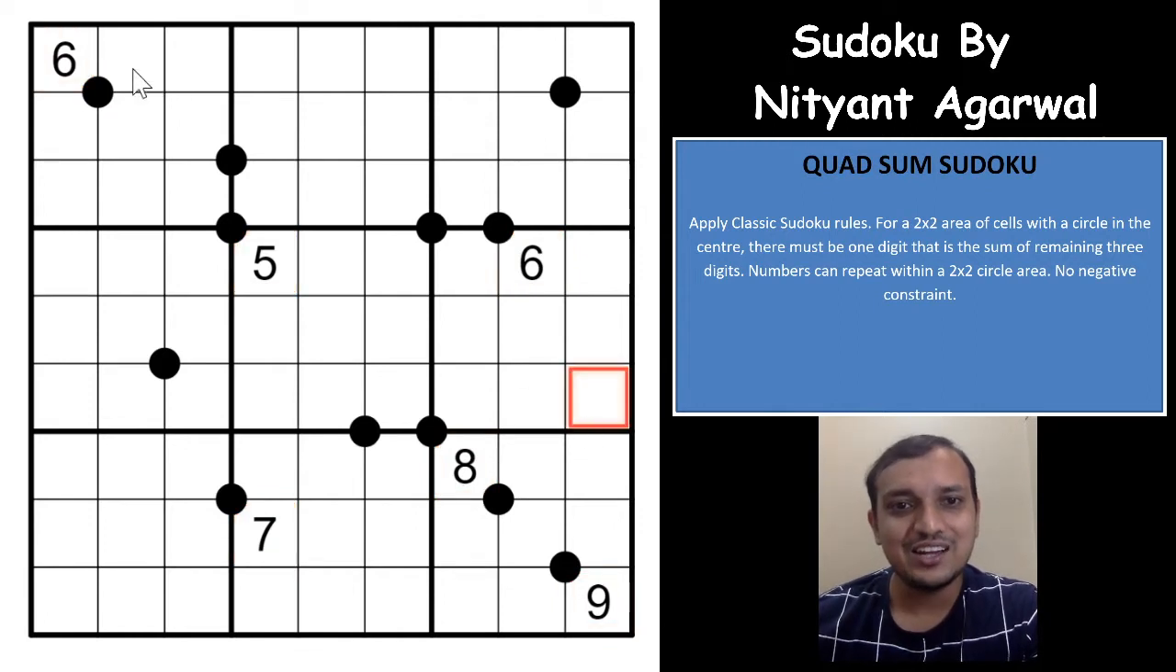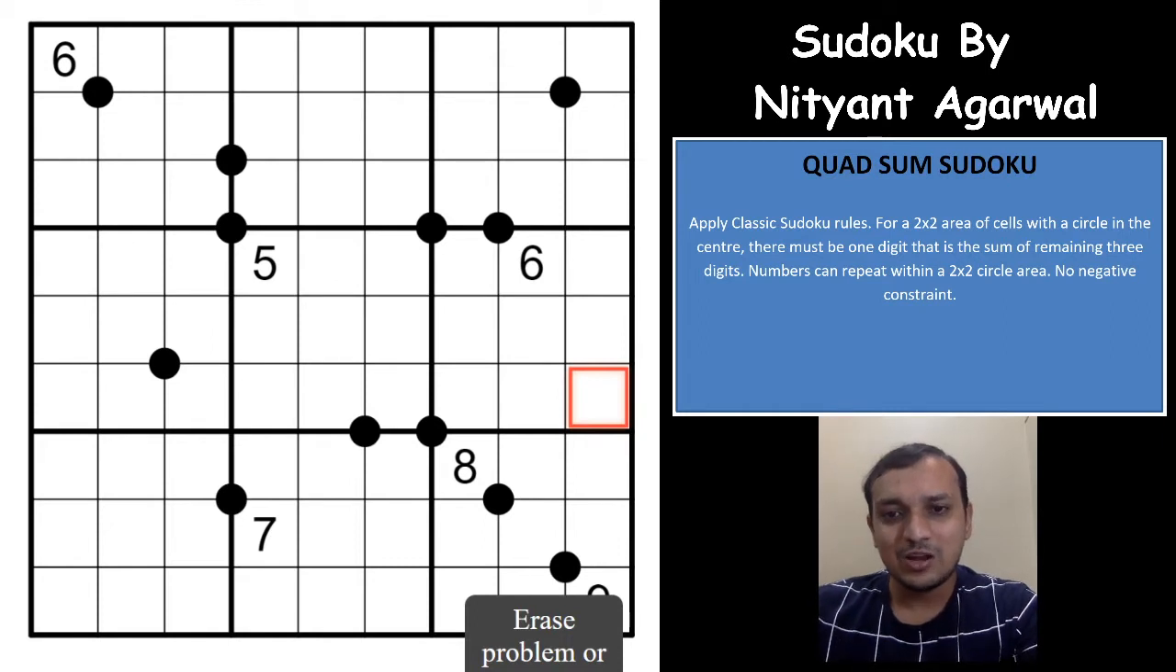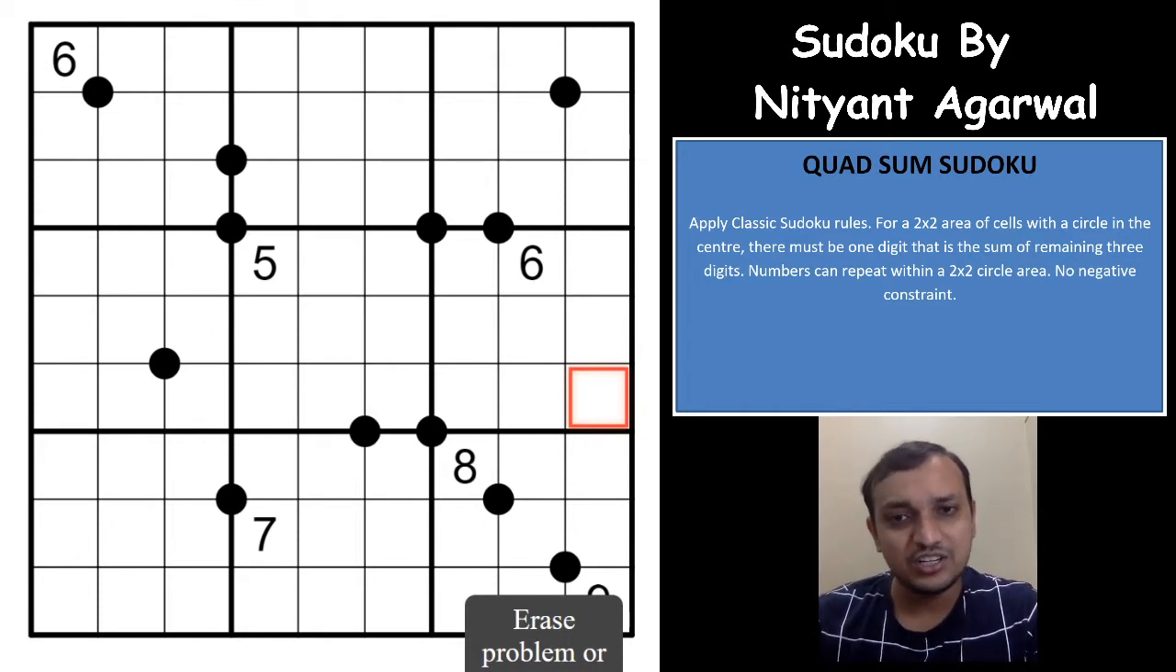Ashish here, and today I'll be covering a Sudoku variant called Quadsum Sudoku. This Sudoku was constructed for the recent WSC contest that was held online on the Logic Masters India website, and this particular Sudoku variant was designed by Nityant Agarwal. So I really thank the author for giving us an opportunity to cover a video on our channel.